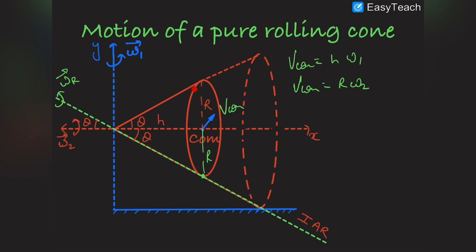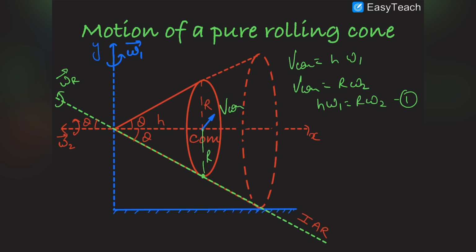Let us assume that there is a disk which is spinning with angular velocity omega 2, and its center is also moving with some velocity VCOM such that VCOM is equal to r omega 2, so that we can say that this disk or ring is in a state of pure rolling. So first of all, we can see that h omega 1 is equal to r omega 2. This is the first equation which we can write. And to prove that this is the IAR, we can find out the VCOM through this axis.